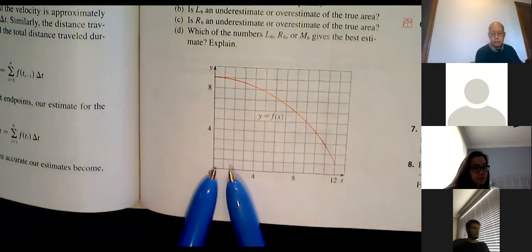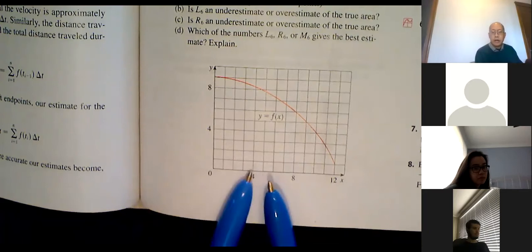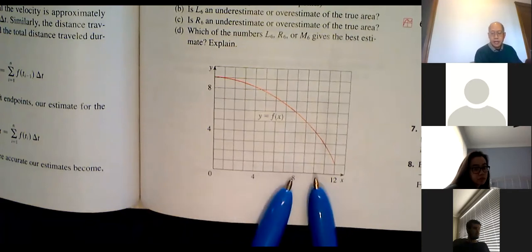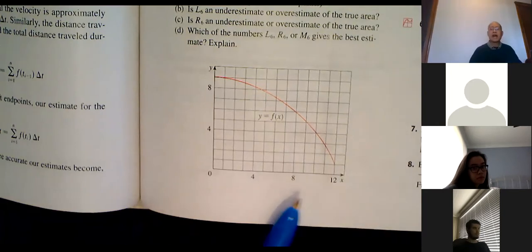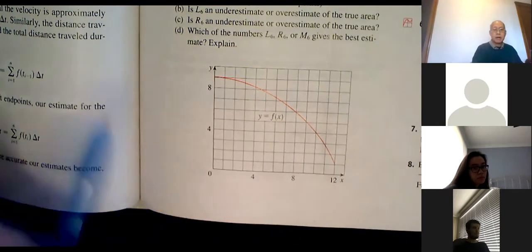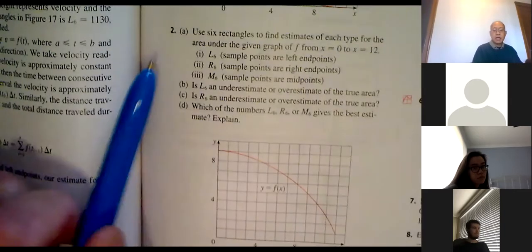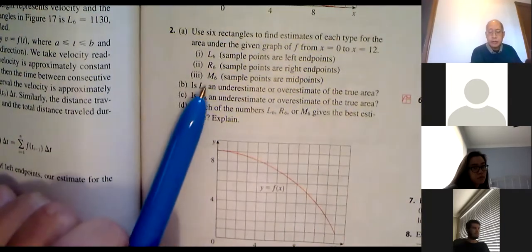They're all 2. Okay. So if I may illustrate, the first rectangle is going to go from 0 to 2. So the base is 2. And the next one's from 2 to 4. And then 4 to 6, 6 to 8, 8 to 10. Okay, so they all got the same basis. The question is, what's the height going to be? The height's going to be depending on whether I pick the left endpoint, right endpoint, or midpoint.